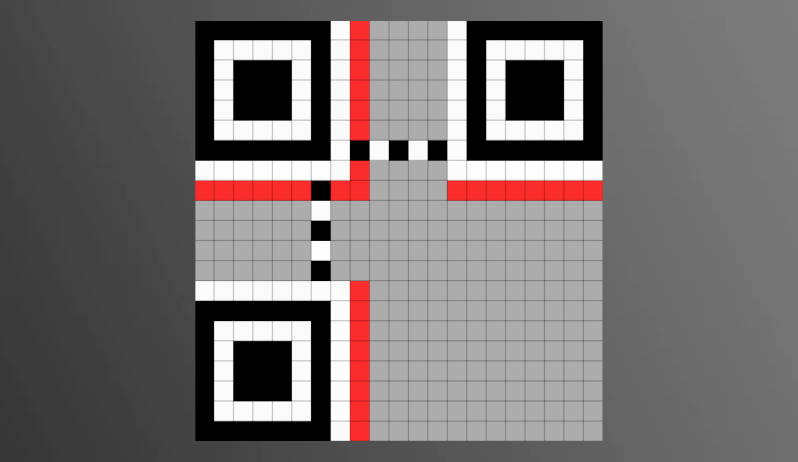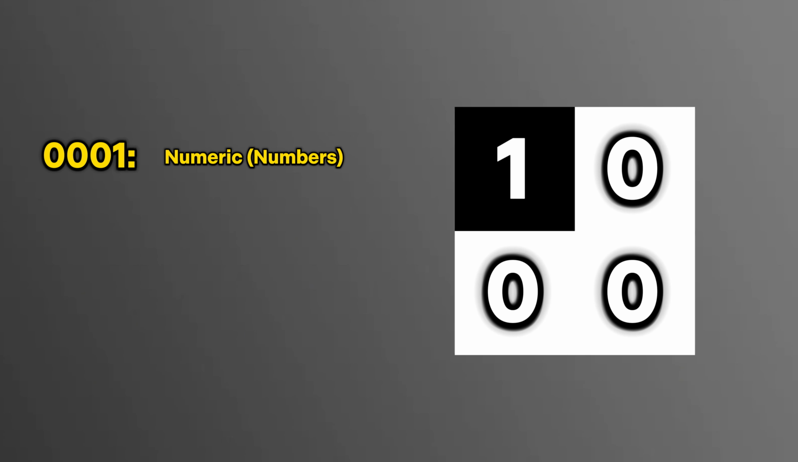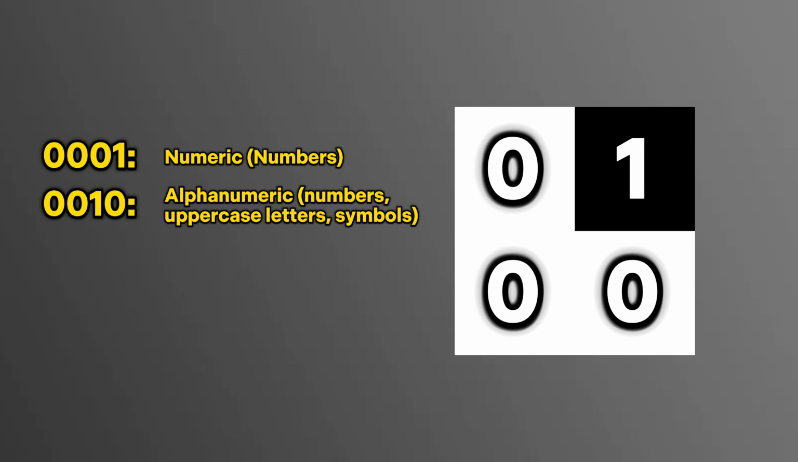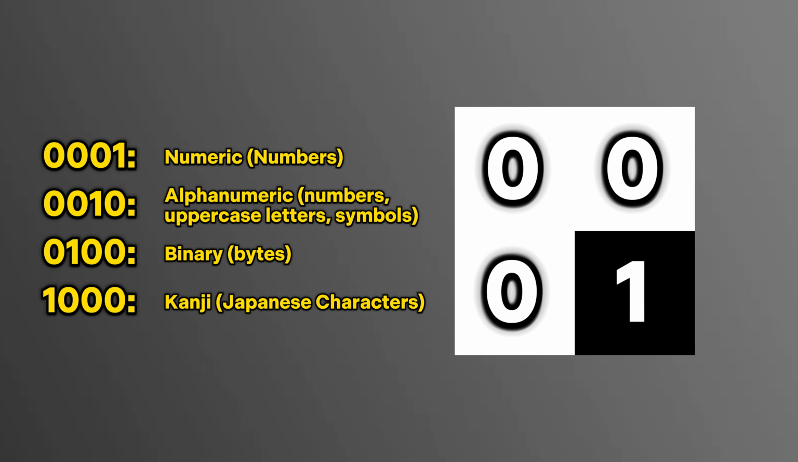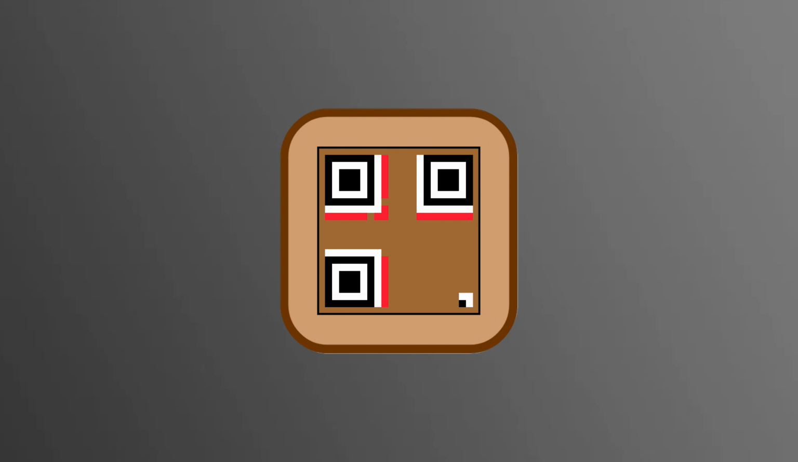In the bottom right, the first thing the scanner reads are these 4 squares, or bits. These bits will tell how the data is formatted. If the scanner reads 0001, it'll be numeric and only have numbers. If it reads 0010, it'll be alphanumeric, which includes numbers, capital letters, and symbols. 0100 will be binary, which is in bytes, and 1000 will be kanji, which is in Japanese characters. Our QR code will be using binary for its message.